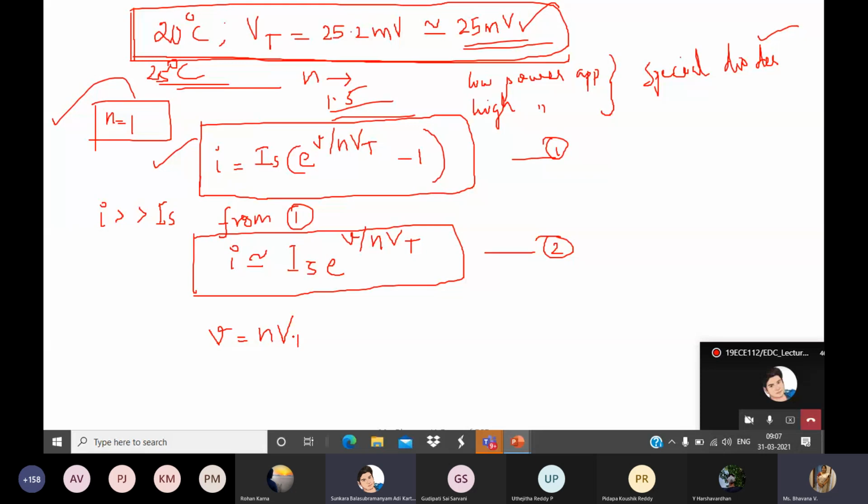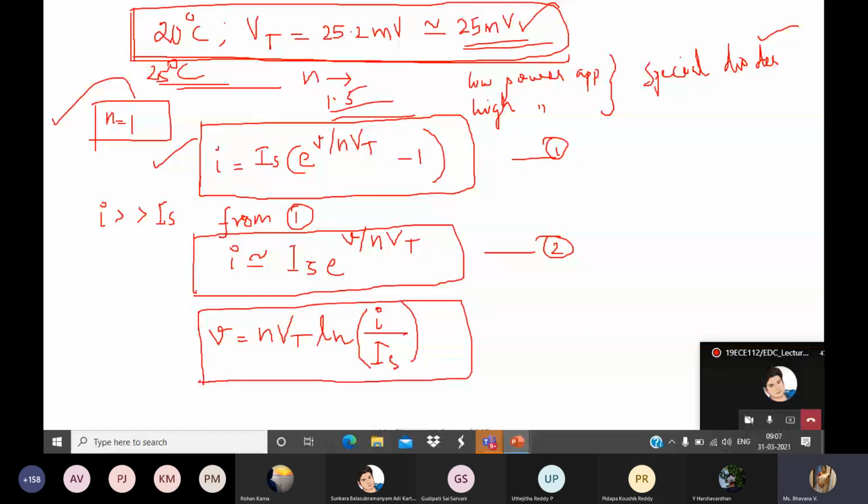nVT into ln of I by IS. Getting or not? Yes, ma'am. Put it in the box. So we have studied 3 equations. Now we'll be using these 2 equations for solving the numericals.